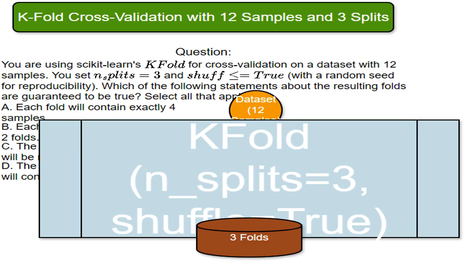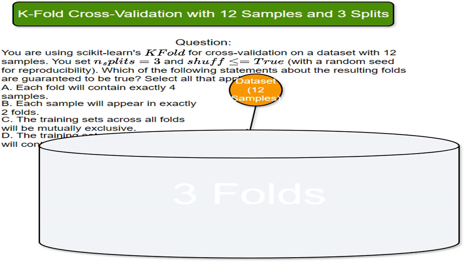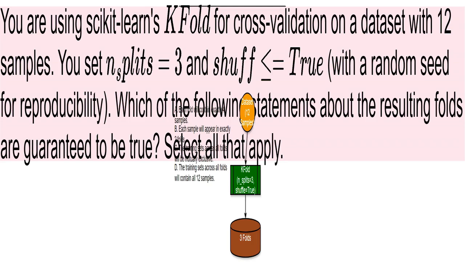n_splits=3 tells it to create 3 folds. shuffle=True means I'll randomly mix up my data before splitting. This ensures that my folds are unbiased and representative of the data. The result of this process will be 3 distinct folds of my data. Each fold will be used once as the testing set, while the other 2 folds will serve as the training set. This statement is likely false.